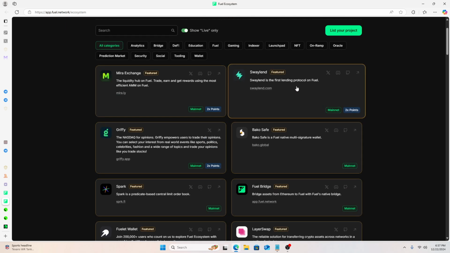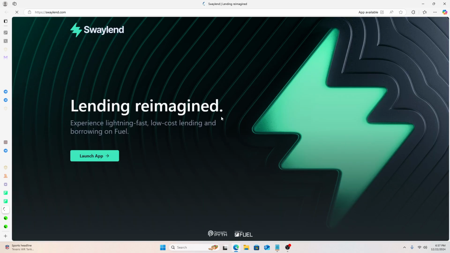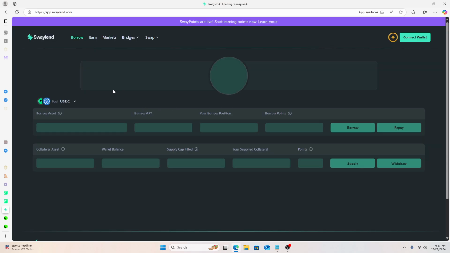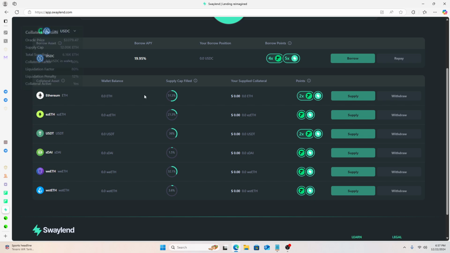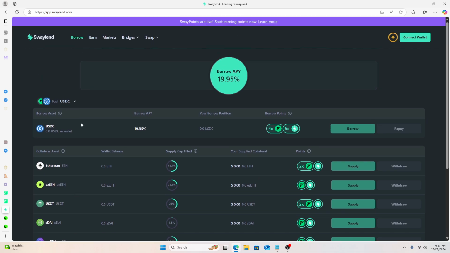Basically, what I'm looking for is a place to put my Fuel to use instead of just having it sit idle. Okay, so here you earn points and you also earn Sway points. So this is a good platform. If this had a token and an airdrop, this will be a good airdrop. So I'll look into this, but it doesn't have room for Fuel itself.